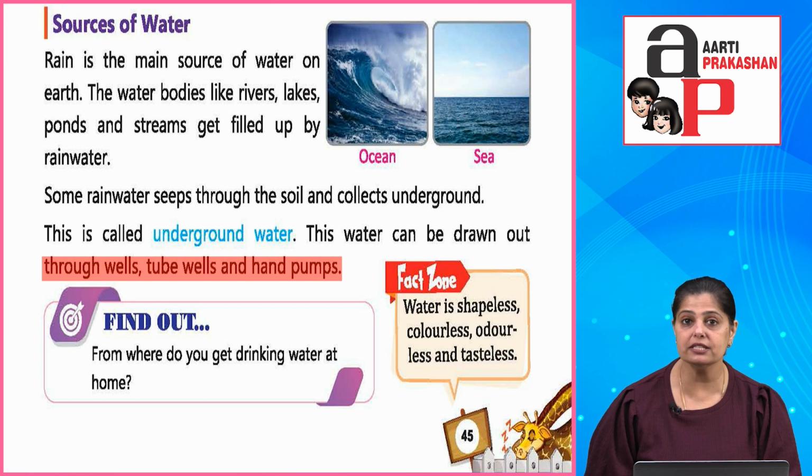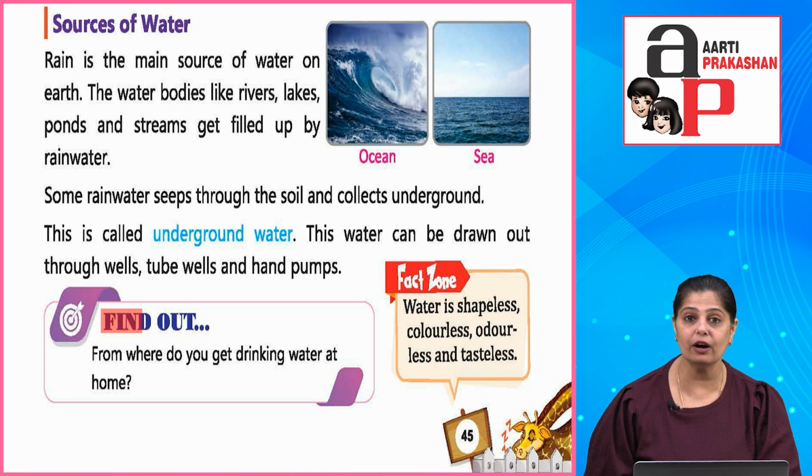जो पानी नीचे ज़मीन के अंदर इकट्ठा हो जाता है उसको कहते हैं अंडरग्राउंड वाटर. और उसमें जो पानी हमें निकालने के लिए हम लोग क्या बनाते हैं? We make wells, okay, tube wells या फिर हैंड पम्प्स. Clear? Now let's look at a fact zone. Water is shapeless, colorless, odorless and tasteless, but yet it is very important for us.